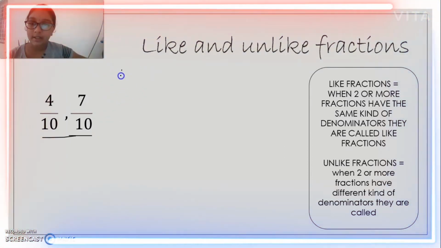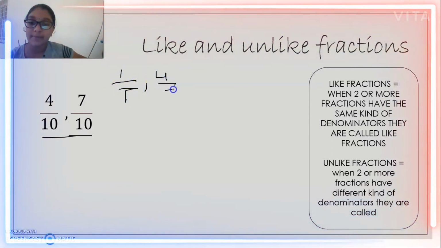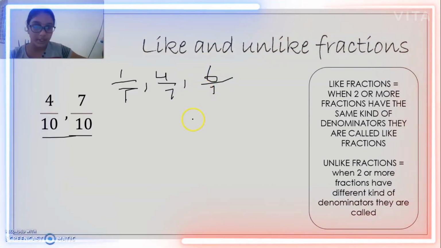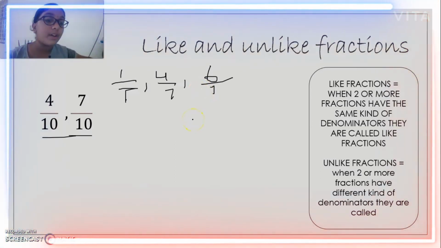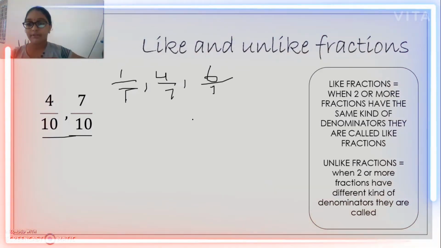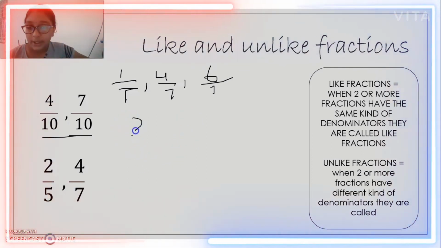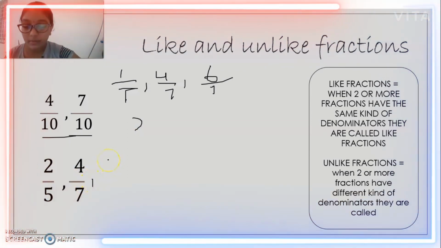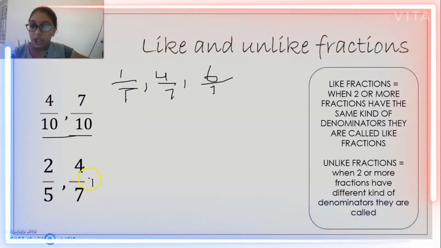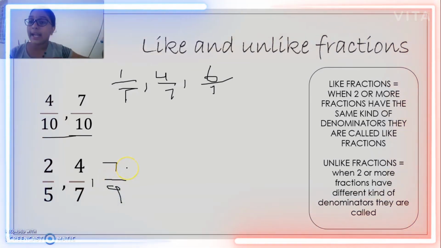2 or more, like 1 by 7, 4 by 7, and 6 by 7. So these are like fractions. Next, unlike fractions. When two or more fractions have different kind of denominators, they are called unlike fractions, like 2 by 5 and 4 by 7. So it can also be like 2 by 5, 4 by 7, and just a minute guys, just erase this one. Okay, 2 by 5, 4 by 7, 7 by 9, and endlessly.